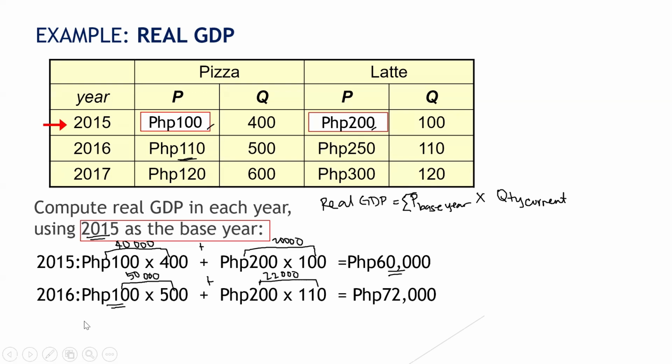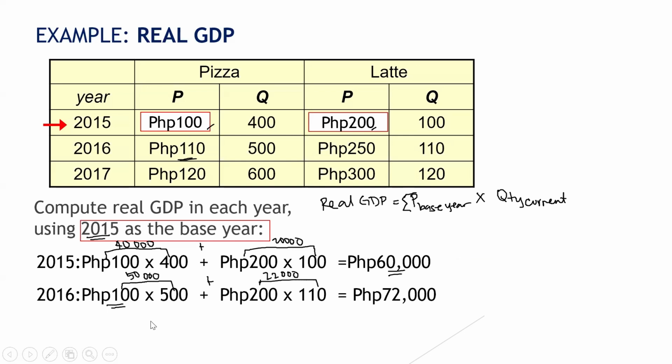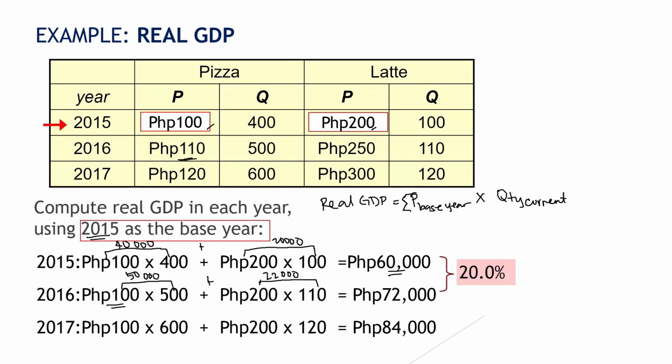Now, for 2017, the same method, we still multiply the current quantity of pizza for 2017, which is 600, times the price of the base year, which is 100. So we have here 100 times 600, we have 60,000 plus 200 times 120, we have 24,000.